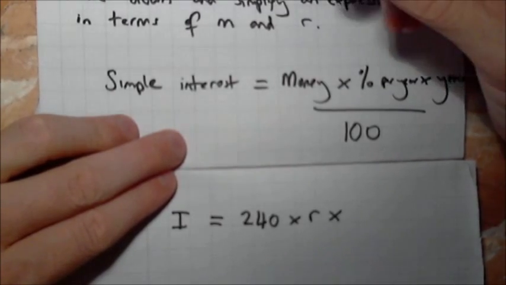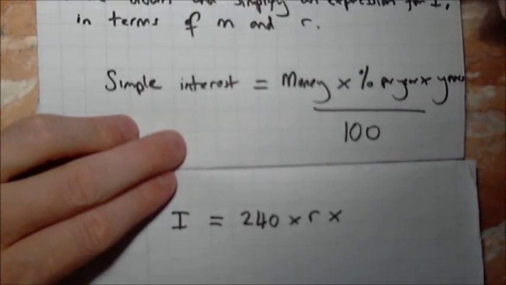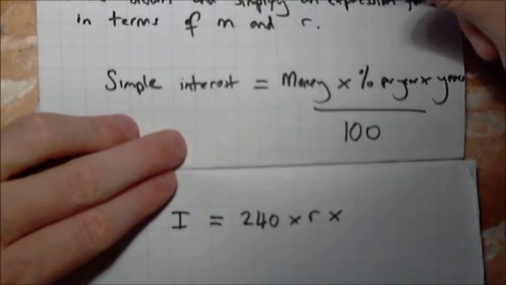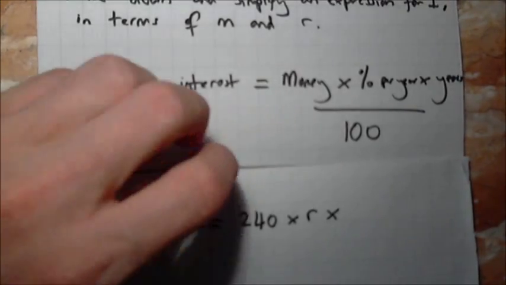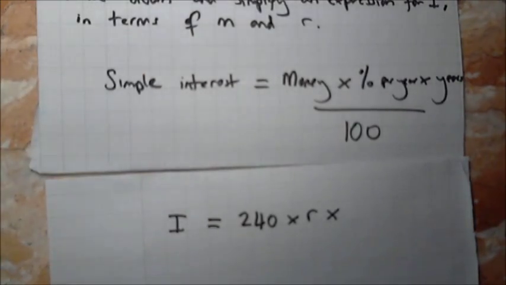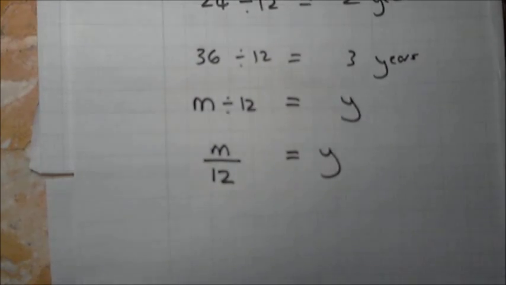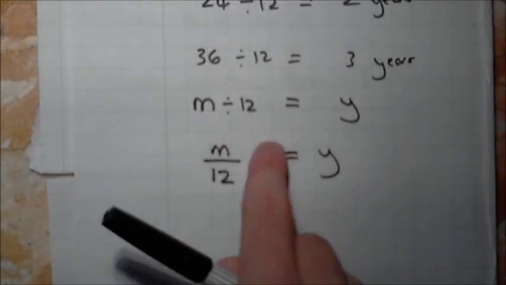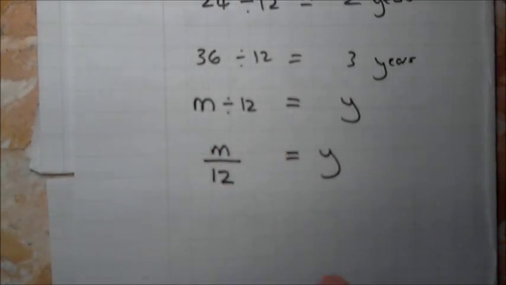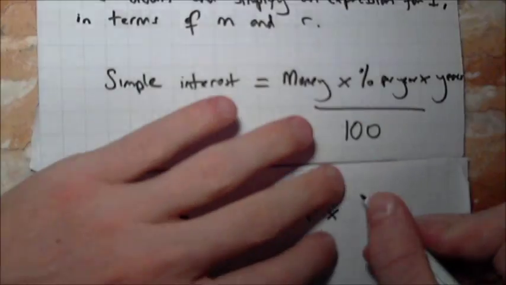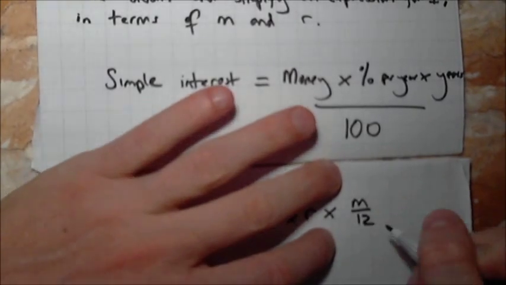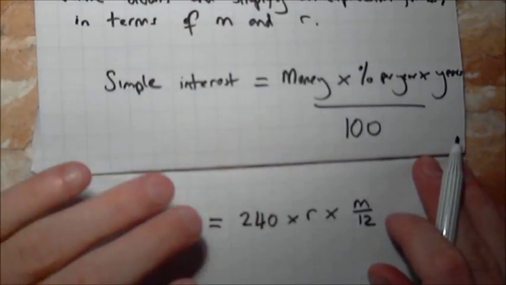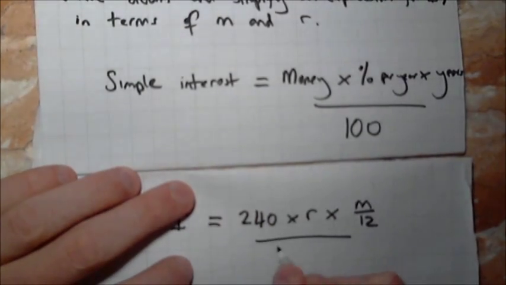We've been told M months. We haven't been told how long it has been invested in years. We've been given it in M months. So I need to change months into years. Do you remember in our warm-up we worked out the link between months and years is M divided by 12 equals years. So instead of writing M, I'm going to write M divided by 12. So I've now changed the situation from months into years. And we need to divide it by 100.